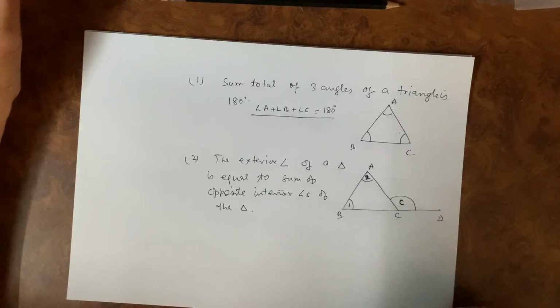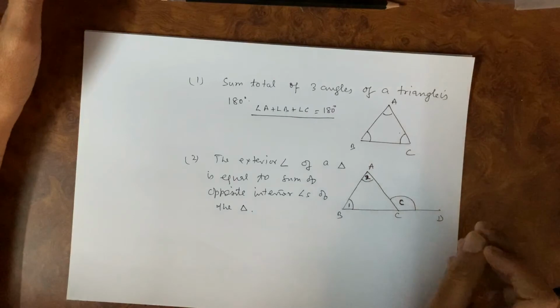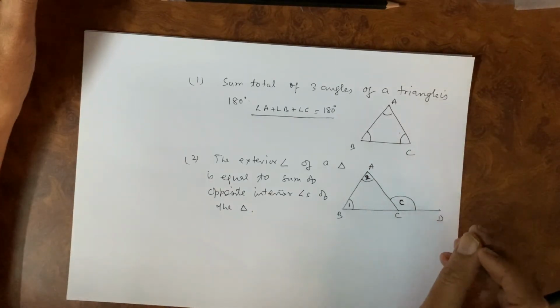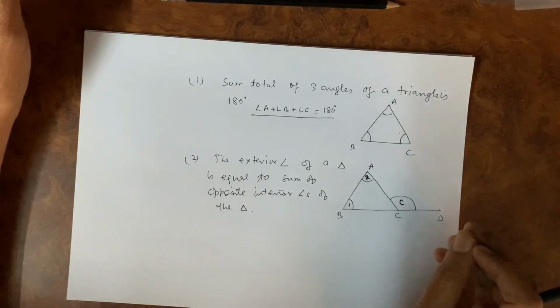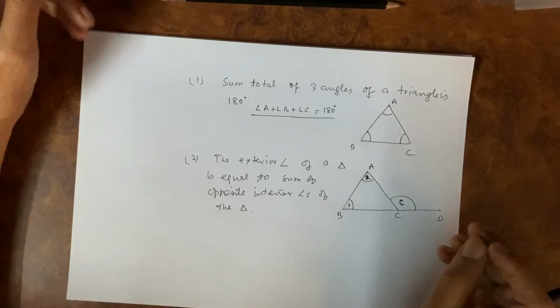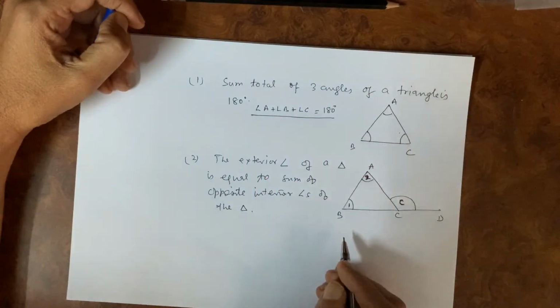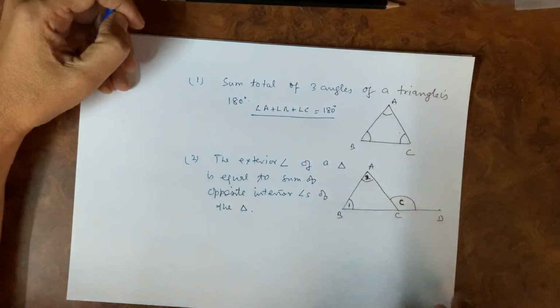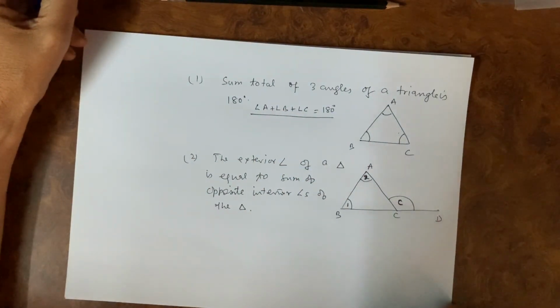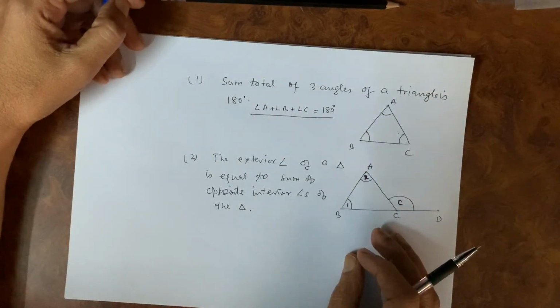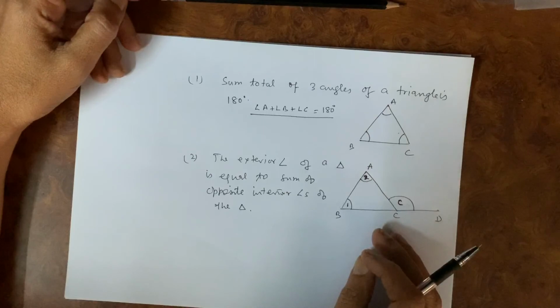So friends, we studied the types of triangles, the properties of triangles, sum total of angles, and relation of sides in different types of triangle in this video. And in the next video, we shall prove these two theorems and do some questions based on them, because from the exam point of view, these two theorems are very important and they are often asked in the examination.